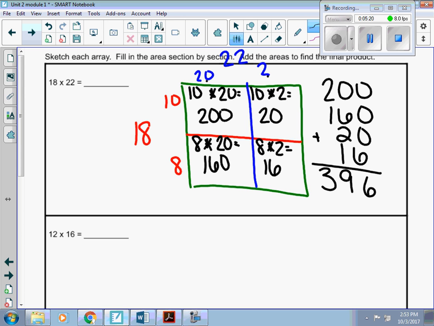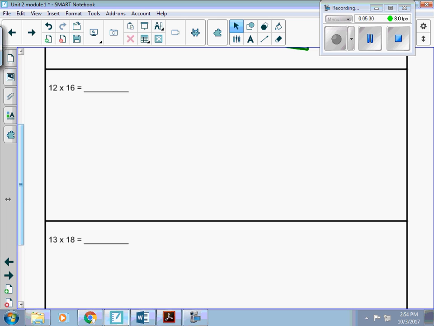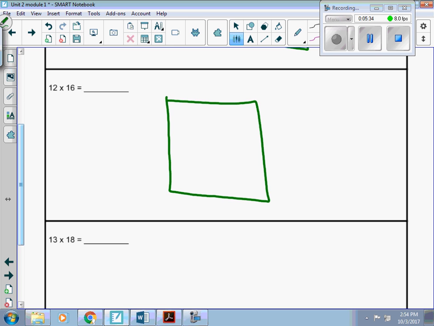And I end up with 18 times 20. My next one is 12 times 16. And 12 will split up into 10 and 2. And 16 will split up into 10 and 6.